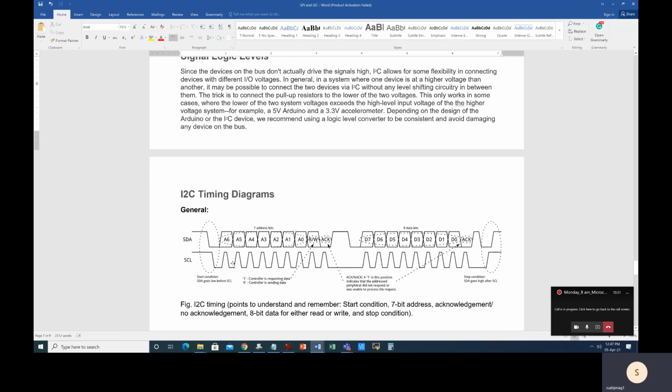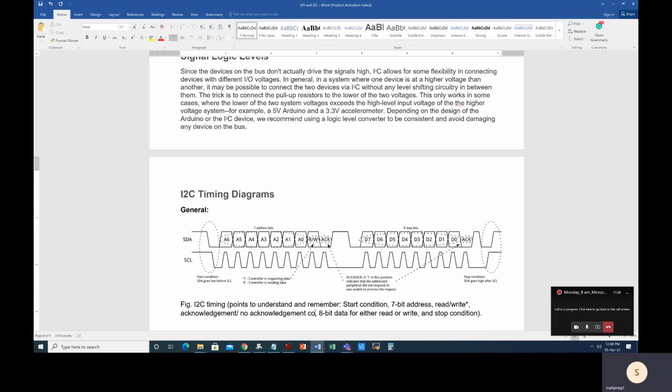So the I2C timing diagram looks somewhat like this. It has a start condition. It's not a start bit, it's a start condition. It has a stop condition, and between start and stop there are several things which are packed. First is the 7-bit address, and then the second one is the read/write signal, that means whether you want to do a read or write operation through the bus in the next set of clock cycles. Then the acknowledgement or no acknowledgement condition.